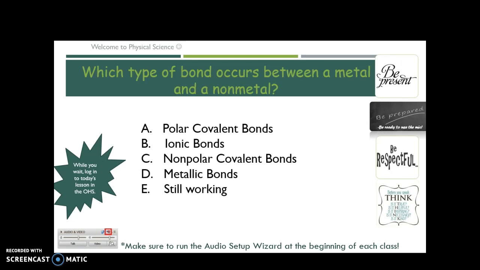Did you pick ionic? Because metals donate a valence electron to a nonmetal to form an ionic bond. If not, make sure it's in your notes.